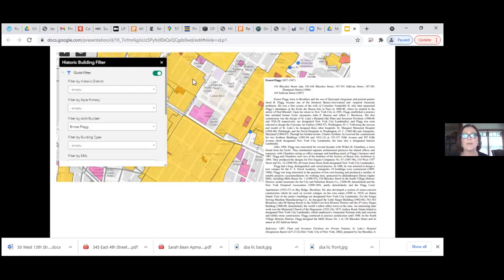Again, don't ever reinvent the wheel. And so here's a complete description of Ernest Flagg and his significance as an architect. At the end is also resources. And again, this can help in terms of your research, creating your case for significance in your RFE.